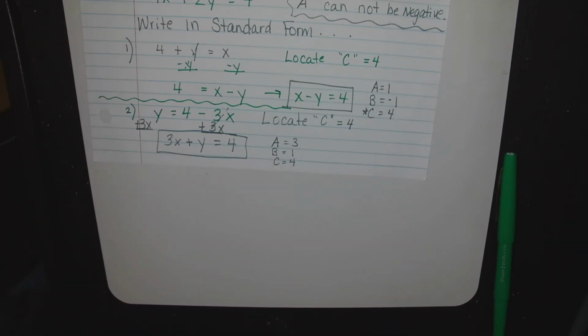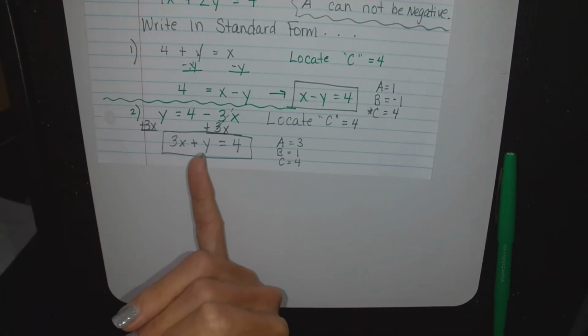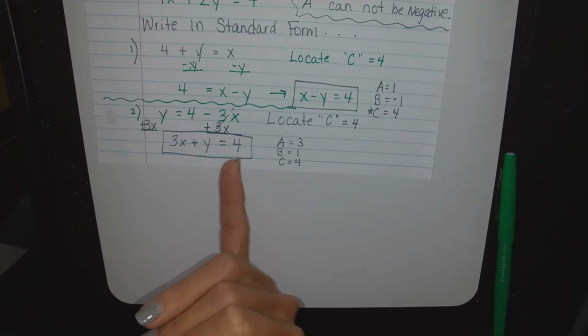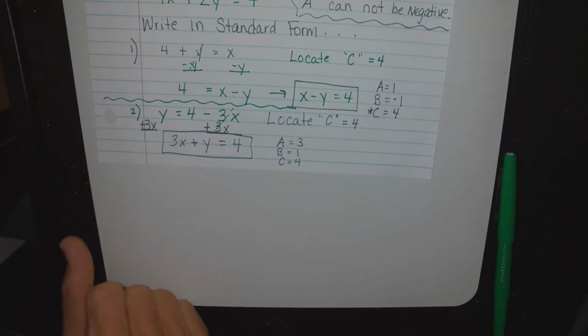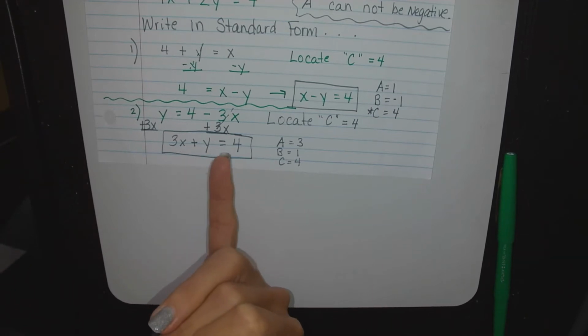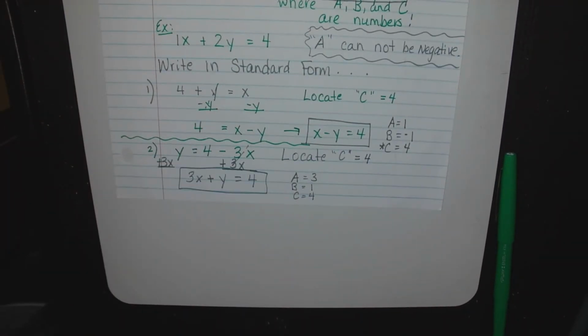A is 3. Again, what number is understood to be in front of Y? 1. And C is equal to 4. All right, that looks good to me. Is that right? AX plus BY equals C. All right, I've got a few more. I'm going to have to write these on a separate sheet of paper.